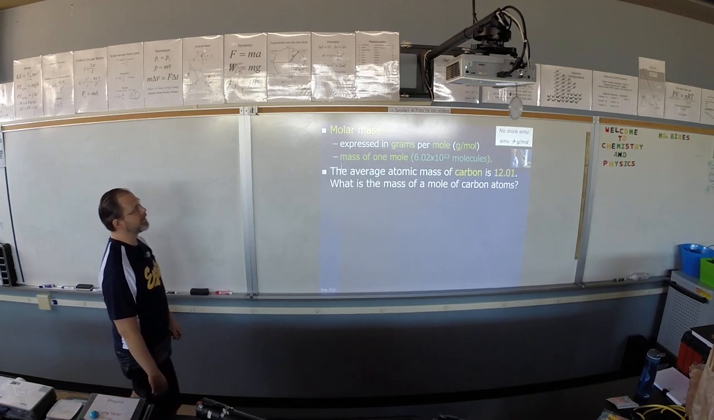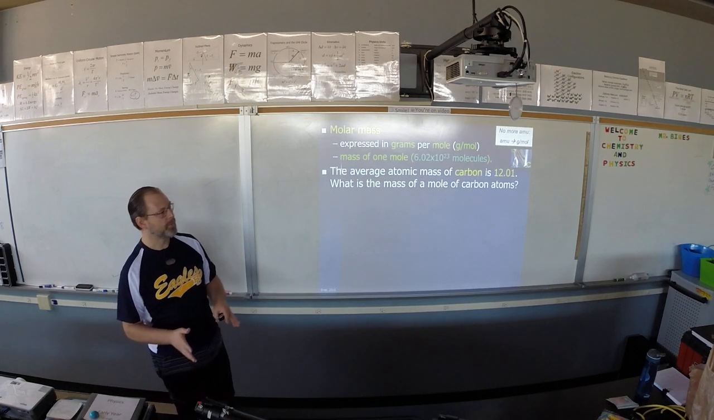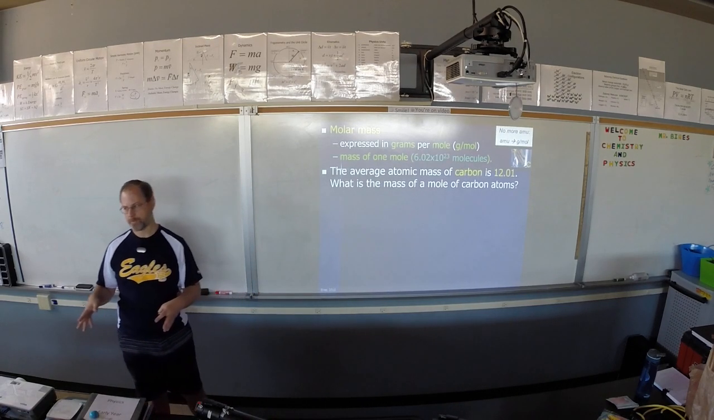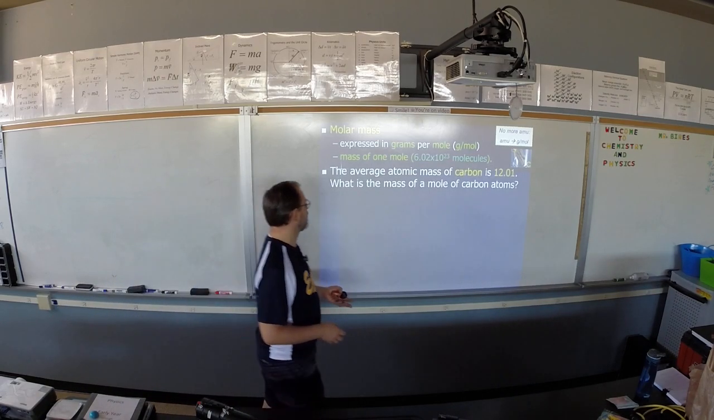Okay, so really quickly, we're just going to make sure we all know how to do, actually not really quickly, we're going to take our time. We're going to make sure we all know what molar mass means. Okay. So the average atomic mass of carbon is 12 grams.